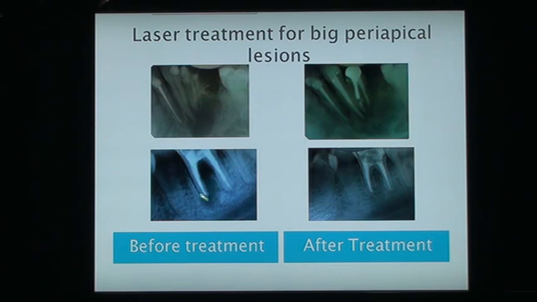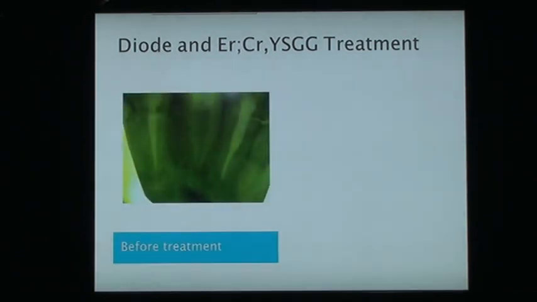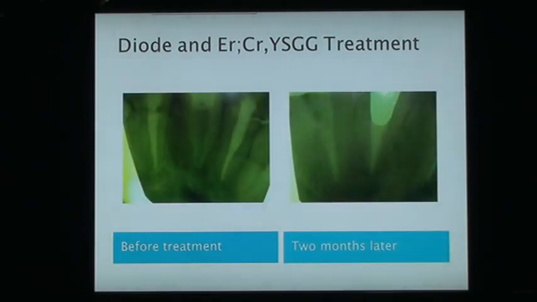Also this one, you see the periapical lesion is very big. I use also diode 940, and I can reach this result after almost 10 months. In this case, I use diode and erbium YAG treatment later. Here, only 2 months is the difference between this area. You see, I don't know if it is clear, the periapical lesion here, and also here no periapical lesion.